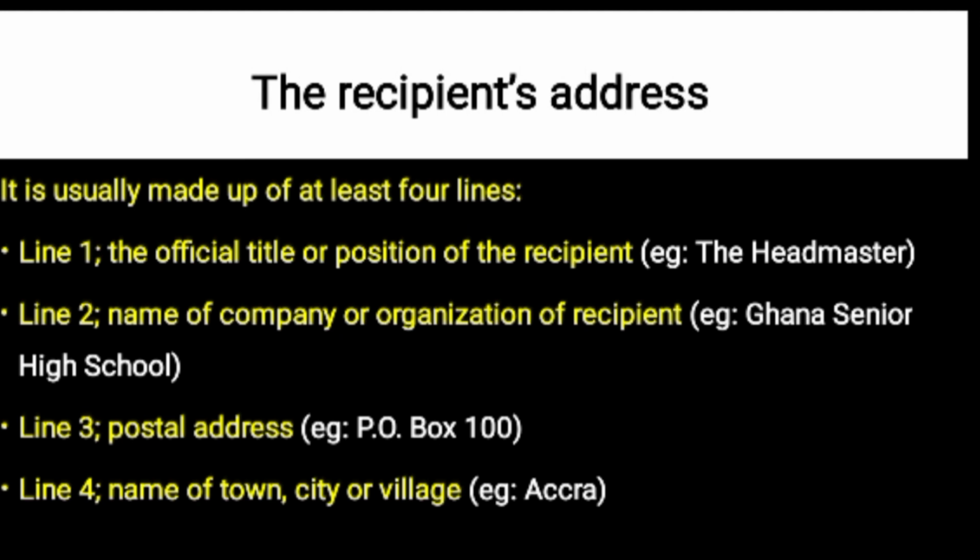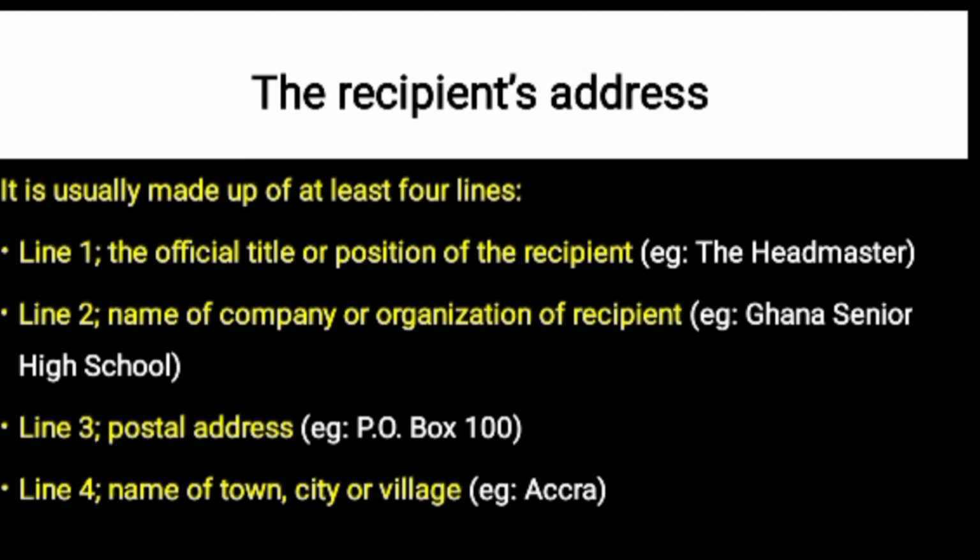The second line contains the name of the company or organization of the recipient. For example, Ghana Senior High School. The third line contains the postal address. That is the postal address of the recipient. For example, P.O. Box 100. The fourth line contains the name of the town, city, or village of the recipient.